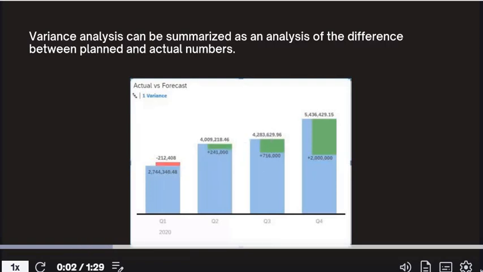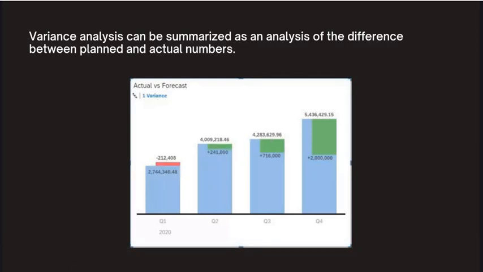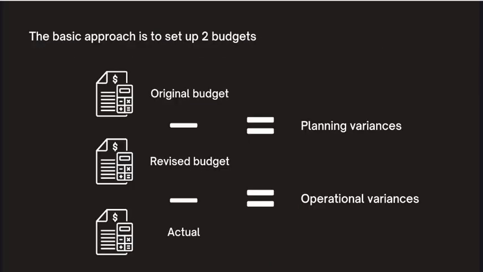Variance analysis can be summarized as an analysis of the difference between planned and actual numbers. The sum of all variances gives a picture of the overall performance or underperformance for a reporting period. From my project experience, the basic approach is to set up two budgets, the original budget and the revised budget, and the original minus the revised are planning variances. The revised budget minus the actual result are operational variances.